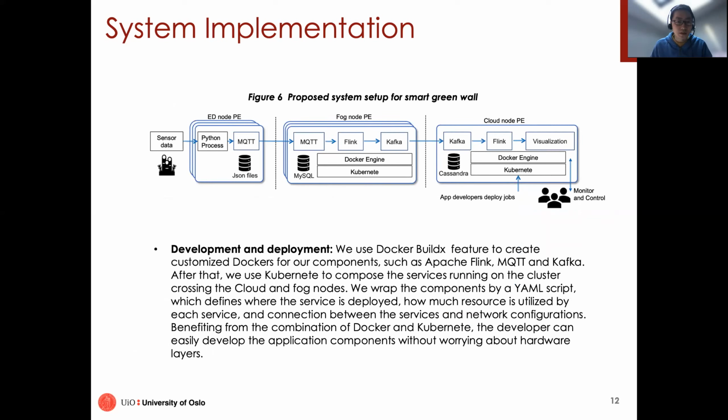Here shows how we set up the testbed and the system. We use the Docker build feature to create customized Docker images for our components, such as Apache Flink, MQTT, and Kafka. After that, we use Kubernetes to compose the services running on the cluster, across the cloud and fog nodes. We wrap the components by YAML scripts, which define where the service is deployed, how many resources are utilized by each service, and the connections between the services and the network configurations. Benefiting from the combination of Docker and Kubernetes, the developer can easily develop the application components without worrying about the hardware layer.